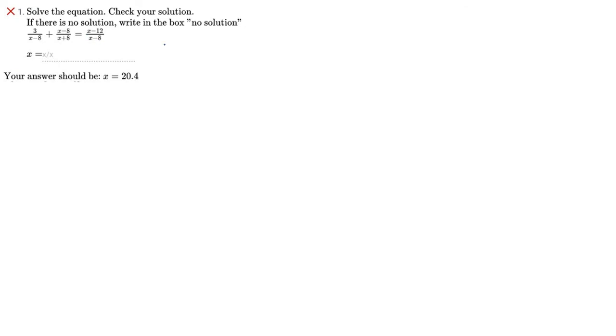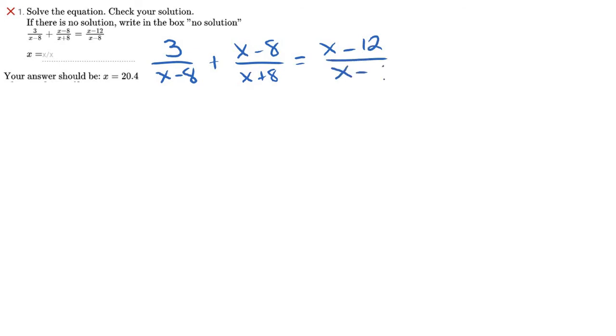So let me rewrite it out here just so it's a little bigger. 3 over x minus 8 plus x minus 8 over x plus 8 equals x minus 12 over x minus 8. Now, this looks intimidating, there's x's all over the place, right? But how do we work with fractions? We can get a common denominator, that's one way. I noticed something here, x minus 8 matches x minus 8 on the other side. So maybe we can combine those right off the bat.